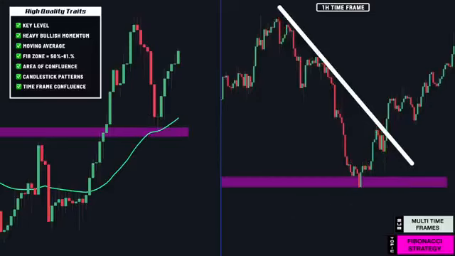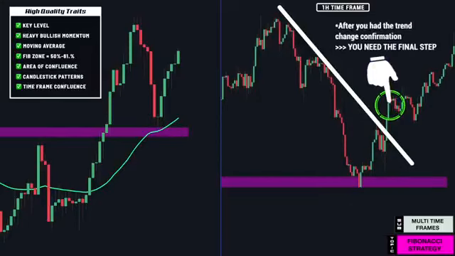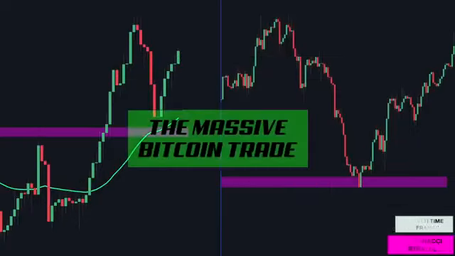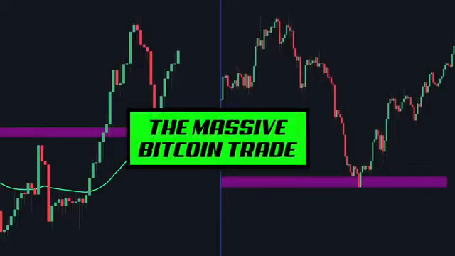So after you had your trend change confirmation breakout, this is when you need the final step of the formula, which is to go to the lower intraday time frames and use our key entry and exit strategy and entry tool. So now, the part you've all been waiting for, the massive Bitcoin and crypto trade our members and us took using this exact strategy.